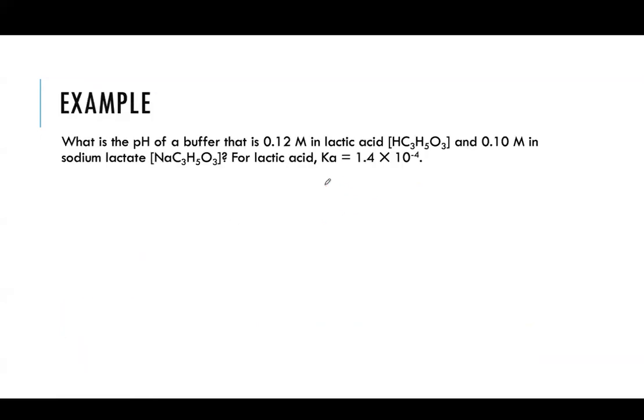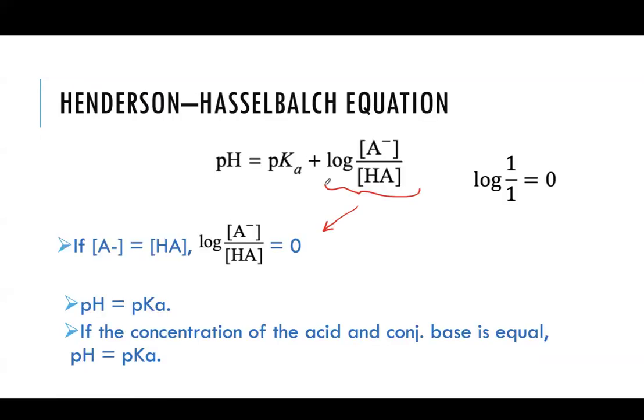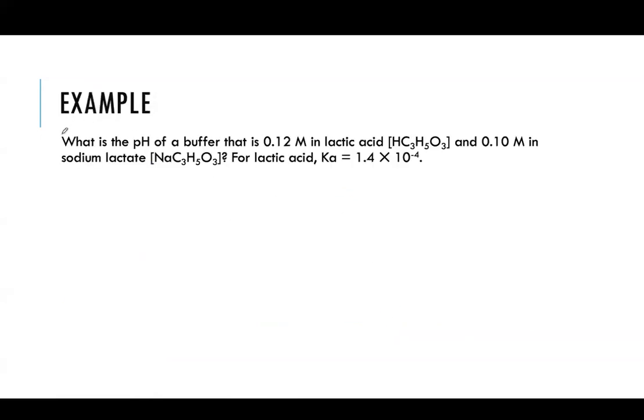What does that mean? Let's look at a few examples. We're going to come back to this line in a few moments. What is the pH of a buffer that contains 0.12 molar in lactic acid and 0.10 molar in sodium lactate? And you're given the Ka of the weak acid. First question to ask yourself is, what is this question asking? It's asking me to find the pH of a buffer.